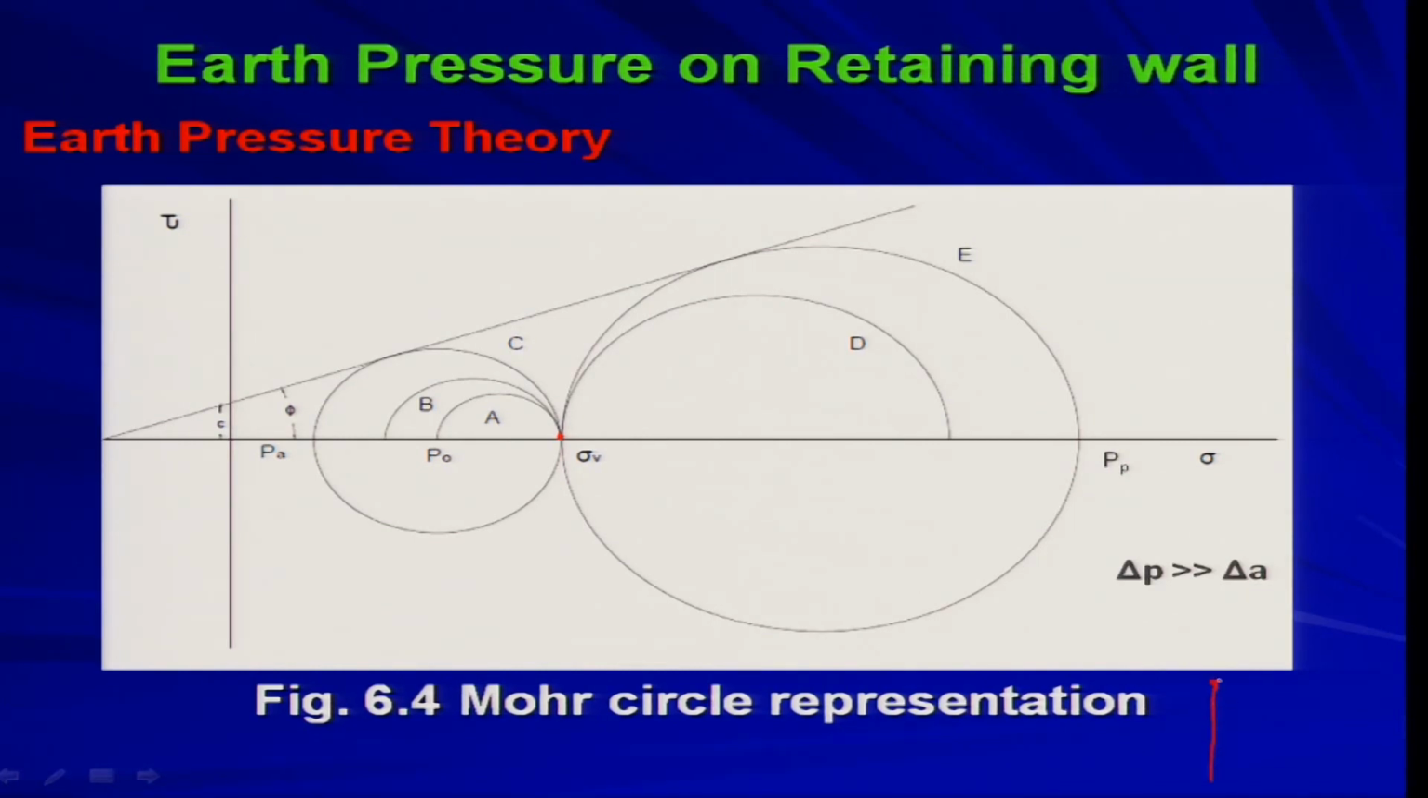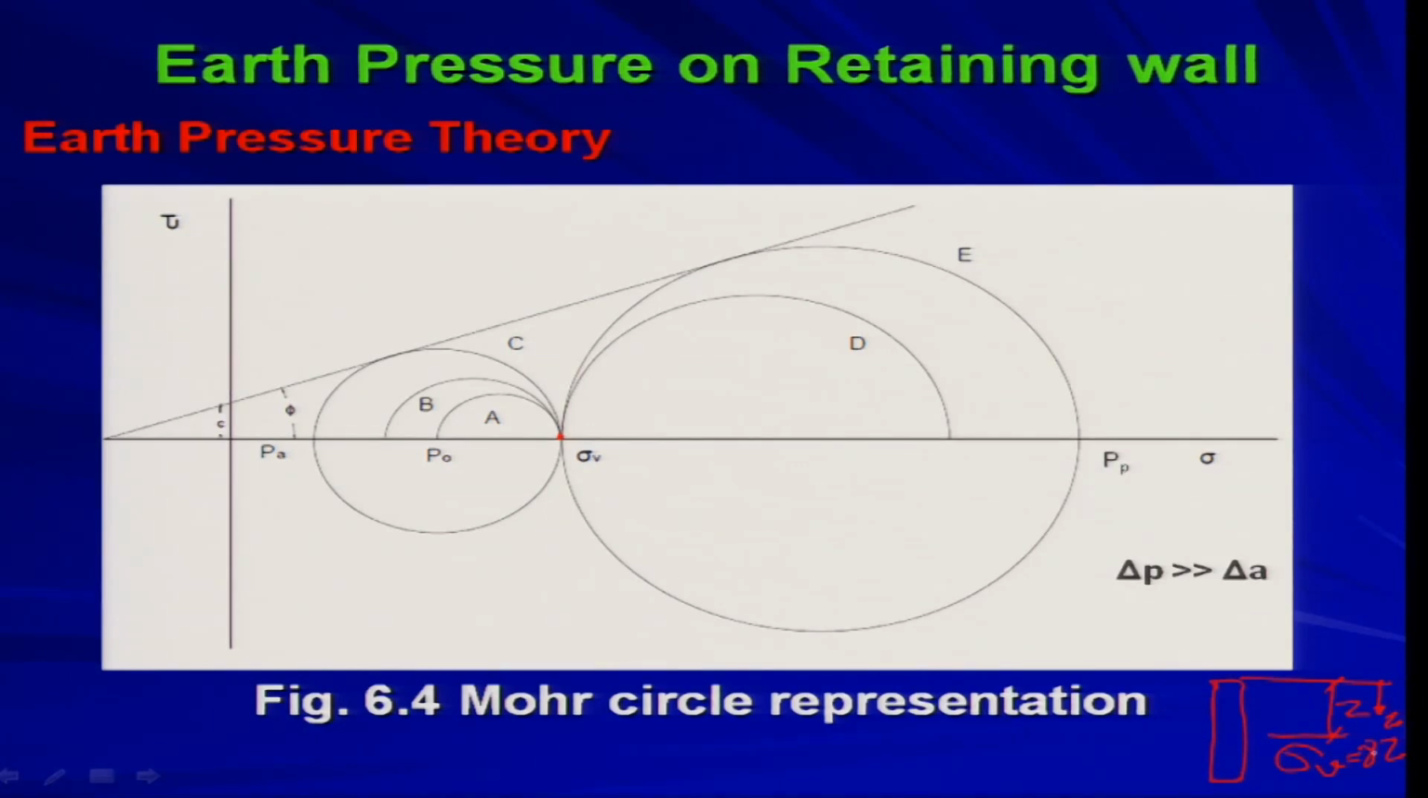So, if this is my wall, and say this is the z direction, at any depth z I can calculate sigma v, that is the vertical stress. What is that vertical stress? Gamma into z, where gamma is the unit weight of the soil and z is the depth, right.